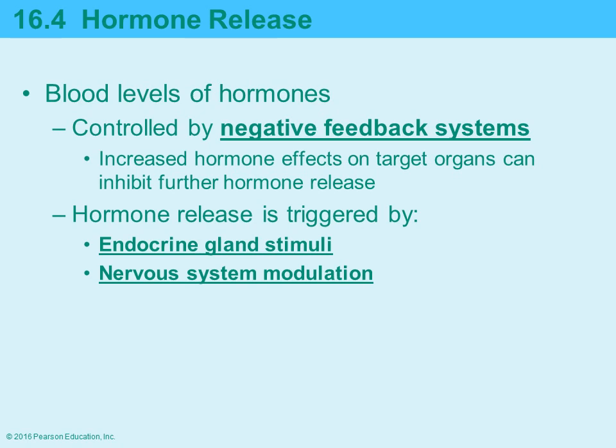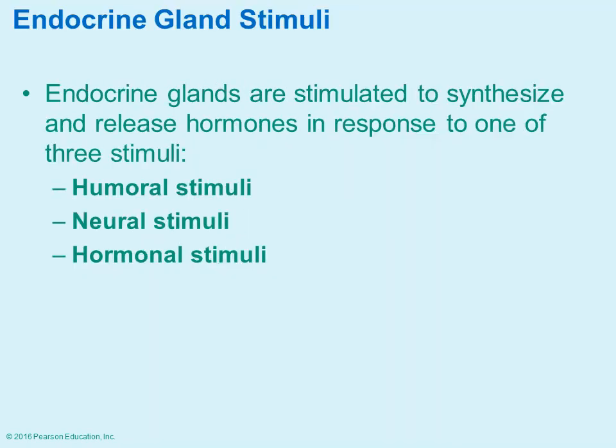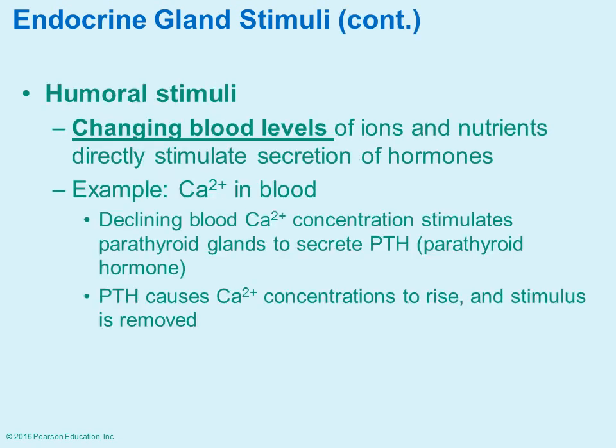How is the hormone release triggered? It can be triggered either by endocrine gland stimulation or nervous system modulation. Endocrine gland stimuli: there are several different things that can stimulate the endocrine gland to synthesize or make the hormone and then also release it. It can be humoral stimuli, neural stimuli, or hormonal stimuli.